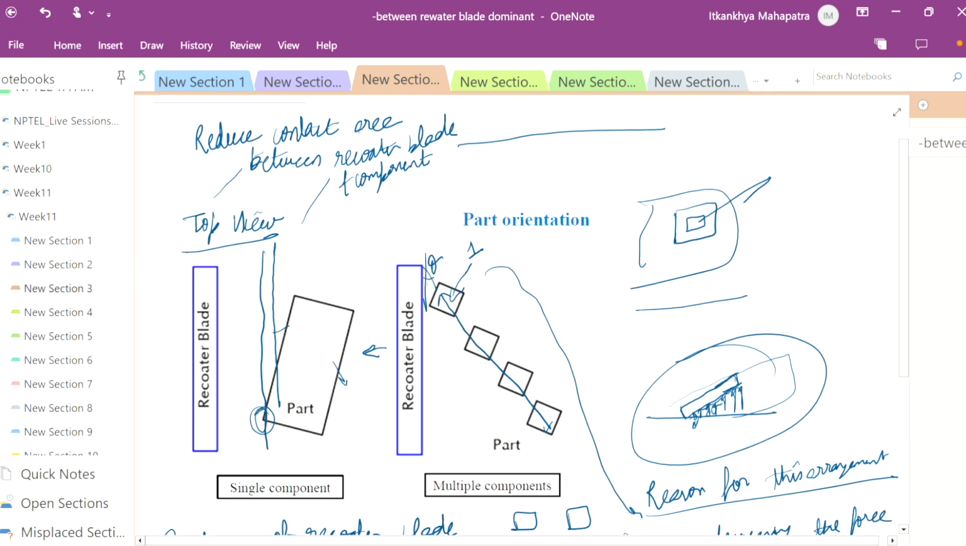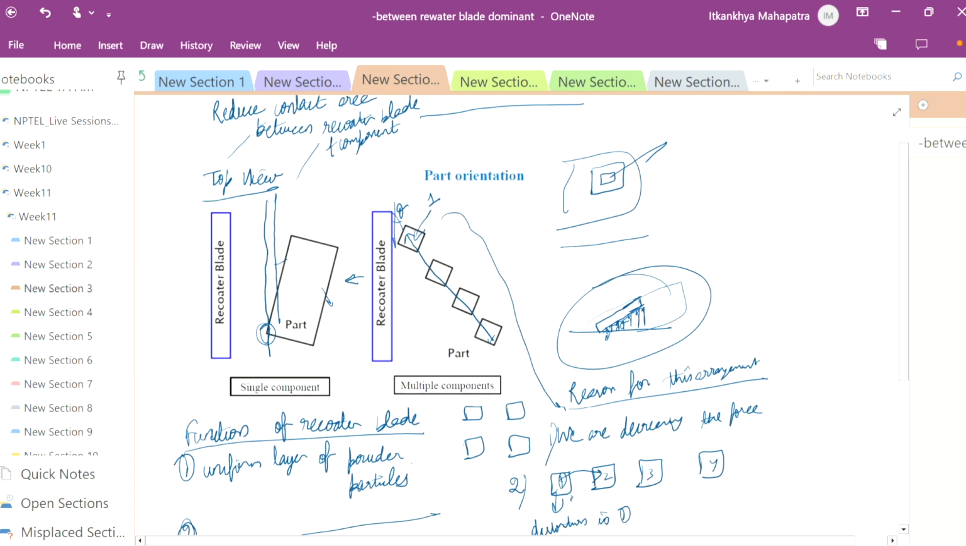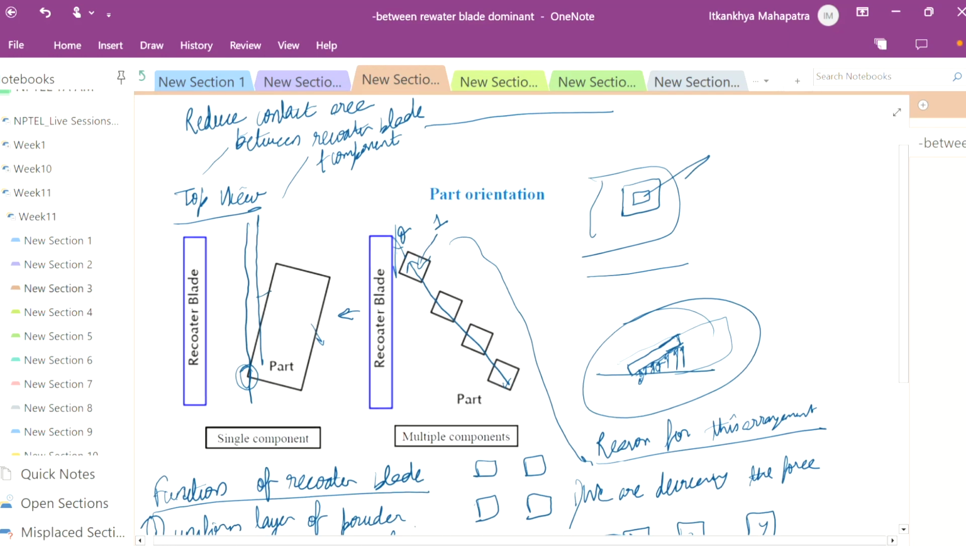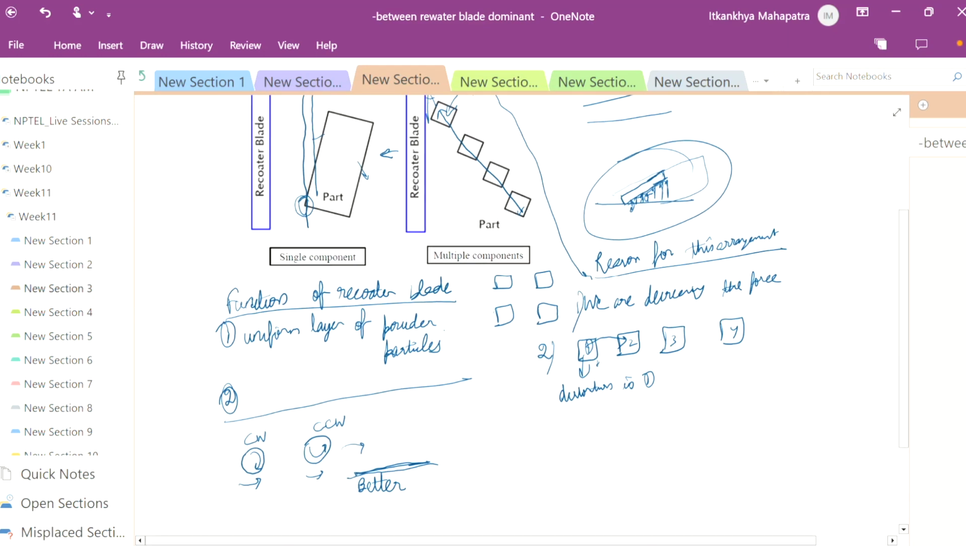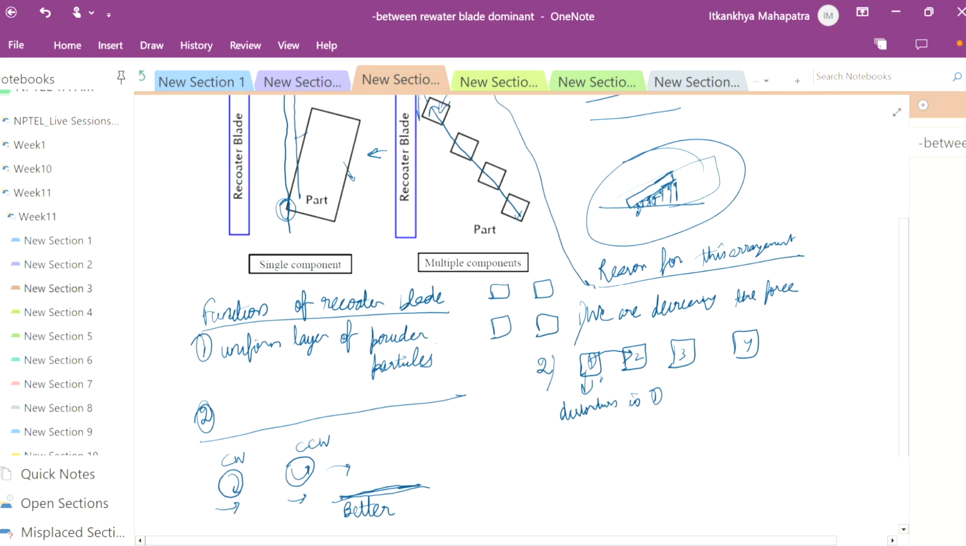So this was about the recoater blade and rotation. The direction of the roller which is moving forward is always anti-clockwise.